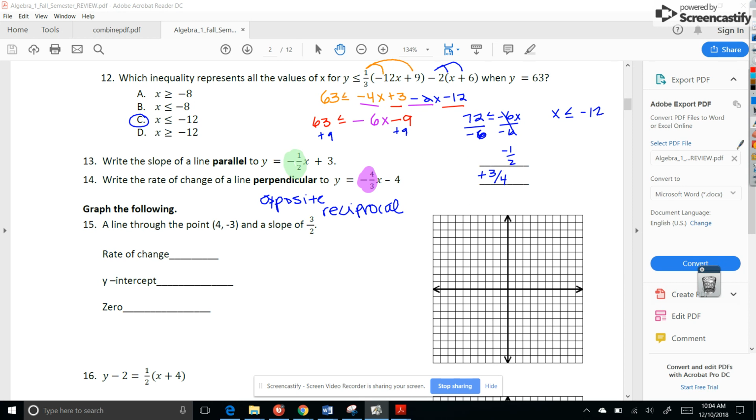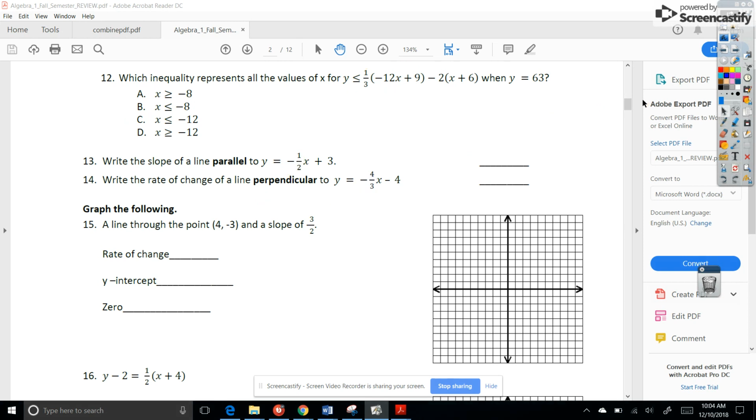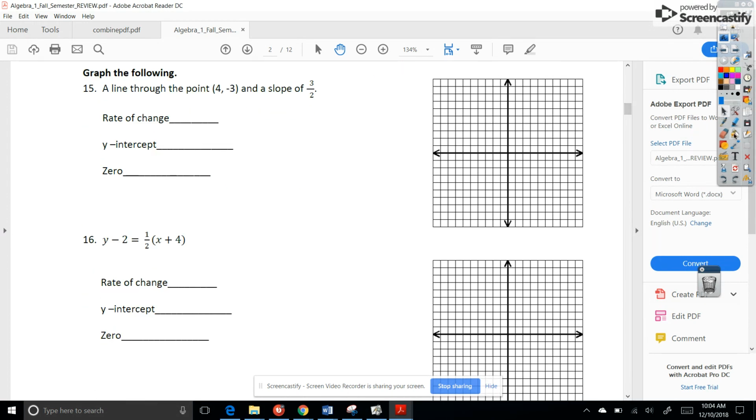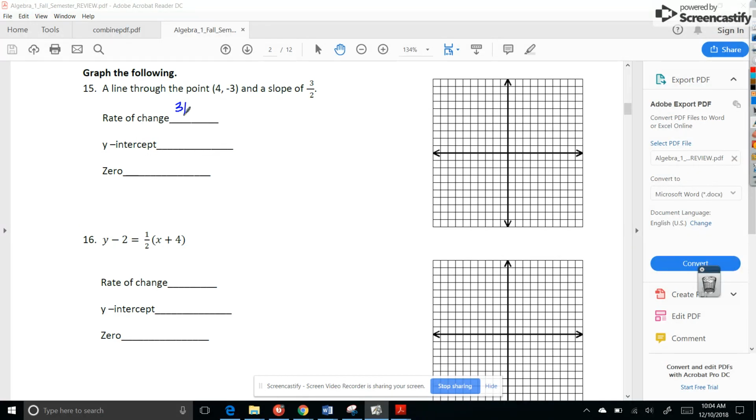Okay, let's do some graphing. A line through the point (4, -3), slope of 3/2. Okay, that's my rate of change. But it's not my y-intercept or my x-intercept. It's the same thing as 0. Okay, so we have to graph this out and see if we can find the x-intercept and the y-intercept.